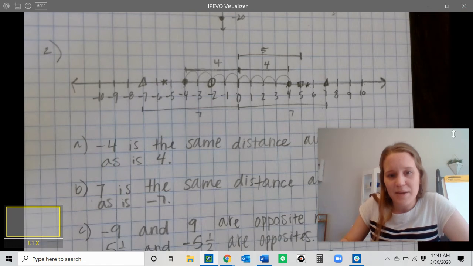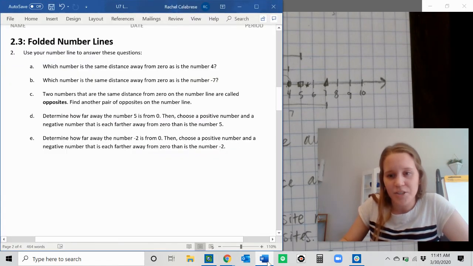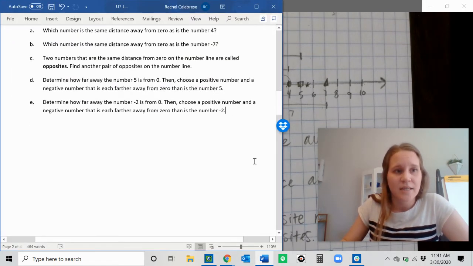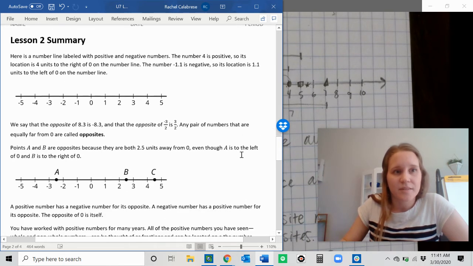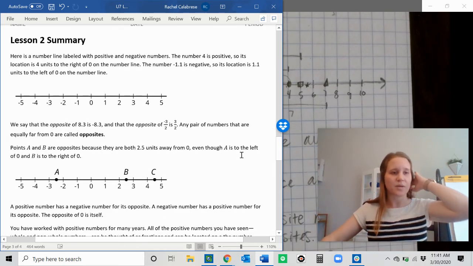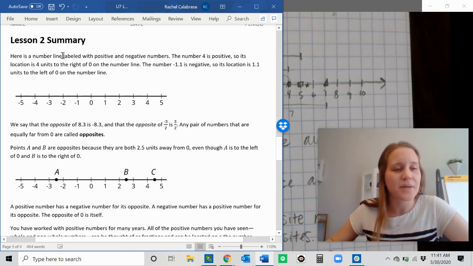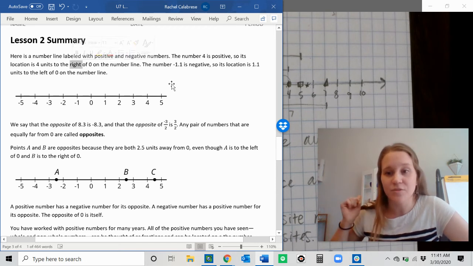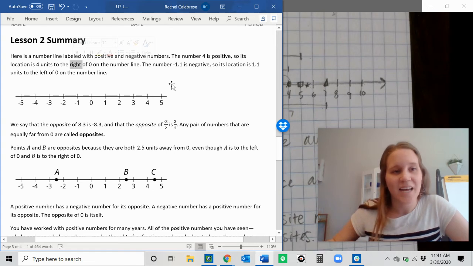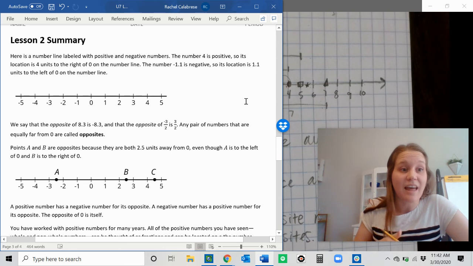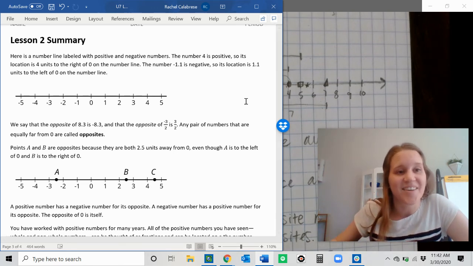Sweet. Before we move forward, I want to take a couple of really important notes and review a summary of today's lesson. So here we go. Here is a number line labeled with positive and negative numbers. The number 4 is positive, so its location is 4 units to the right of 0 on the number line. The number -1.1 is negative, so its location is 1.1 units to the left of 0 on the number line.